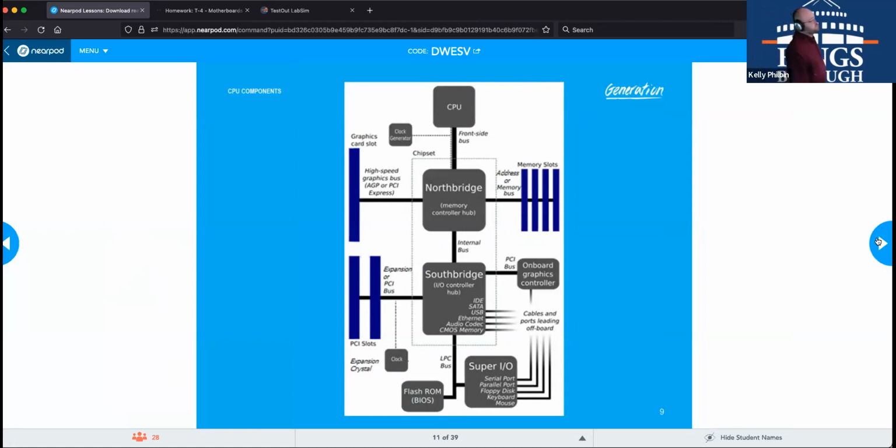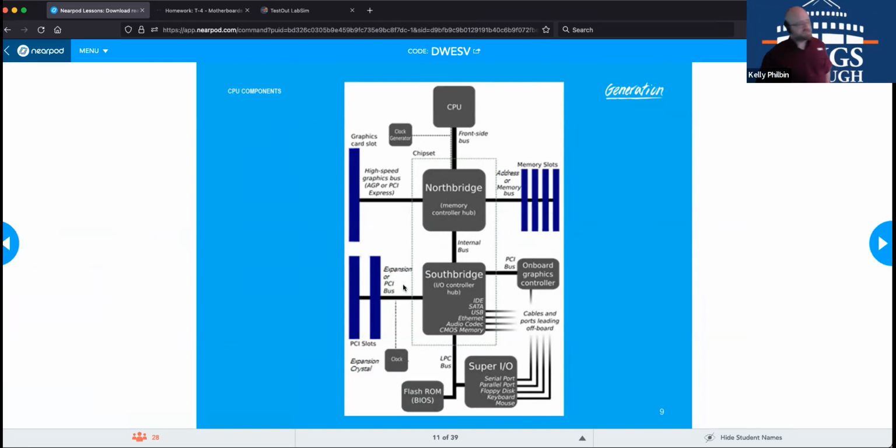All right, this one should look familiar. We were talking about this on Friday. It breaks it down real quick. We have our clock generator over here. We have our North Bridge, which is where all of our quick components need to be attached, like our graphics card for our PCI Express or AGP, and then our memory banks over here. All that needs extremely quick connections to the CPU, so it has to connect through the North Bridge.